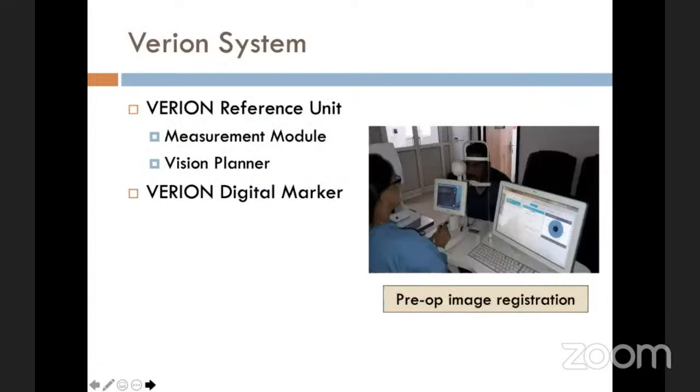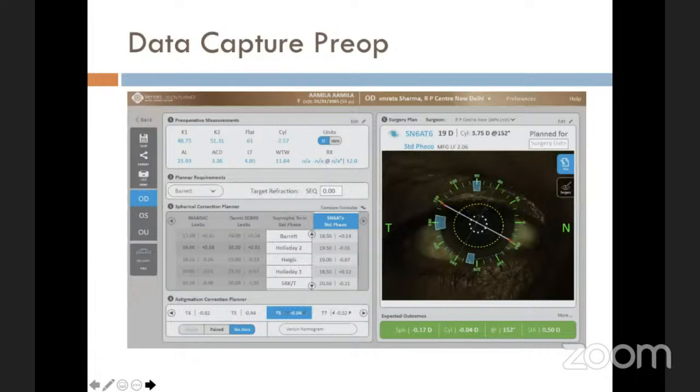This is the Varion system, which has a Varion reference unit, which has got a measurement module and a vision planner and Varion digital marker. So pre-op registration can be done, and this is then imported into the machine for the data capture, which is done pre-operatively itself.